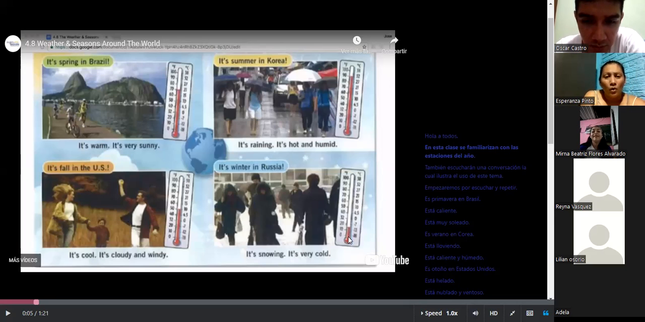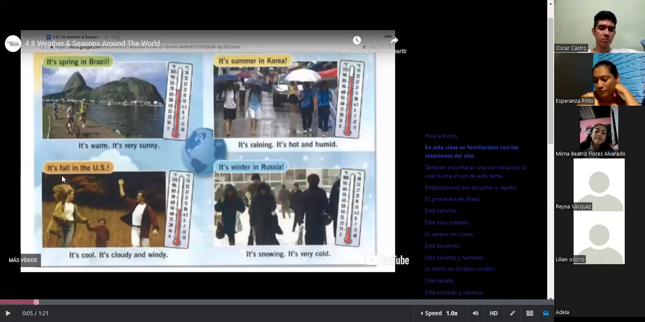O sea que hot es caliente. Vea aquí en Corea, hot and humid, está la temperatura bien arriba, caliente. Y vea la temperatura en Brasil, está entre cool, y cool está en los Estados Unidos, está como a la mitad, warm está más arriba de la mitad, y hot está más arriba. Entonces, warm es entre cool y hot, intermedio. Cool es fresco, warm es cálido, hot, caliente, caluroso. Y cold, helado. Okay, teacher, thank you. Okay, perfect.